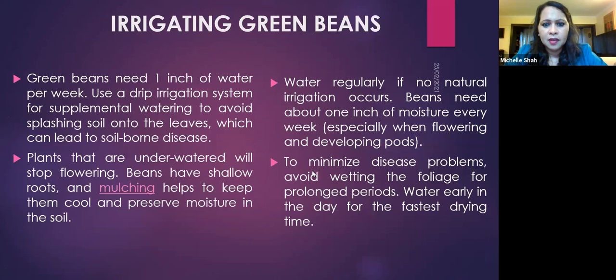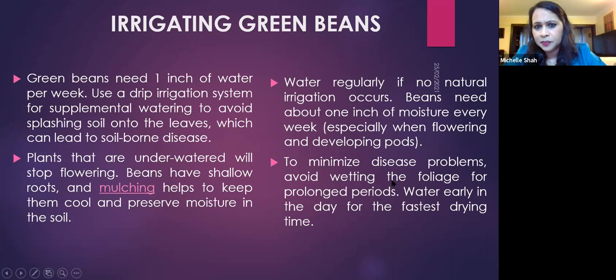Irrigating green beans. Green beans need 1 inch of water per week, using a drip irrigation system for supplemental watering to avoid splashing soil onto the leaves, which can lead to soil-borne diseases. Plants that are underwatered will stop flowering, and beans have shallow roots, so mulching helps to keep them cool and preserve moisture in the soil.